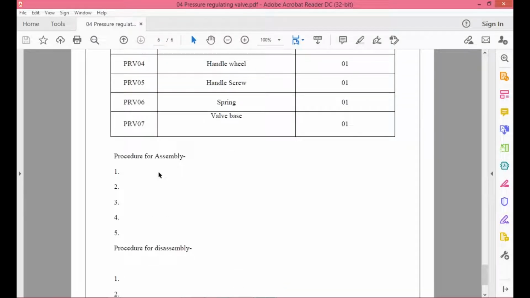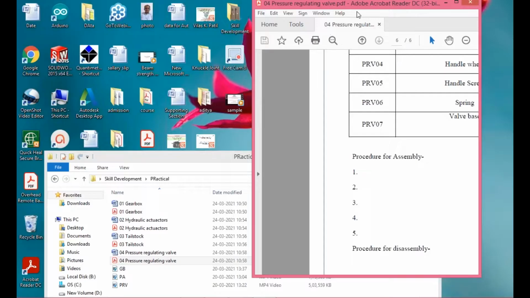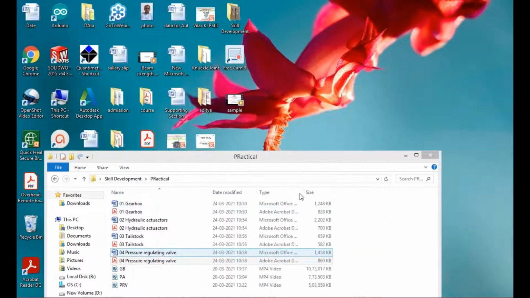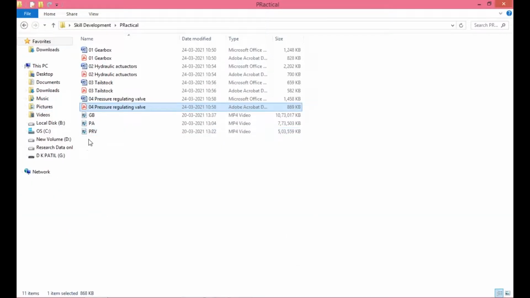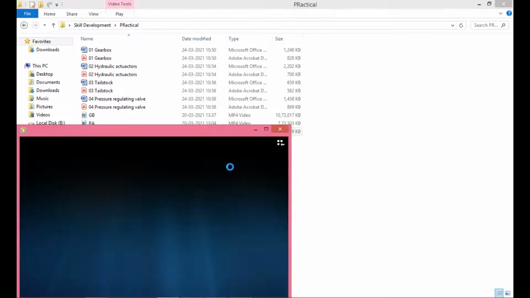So watch the video here, after that you have to write how to disassemble this PRV and how to assemble the PRV. So here you can see this video, pneumatic PRV valve. Okay, see this.